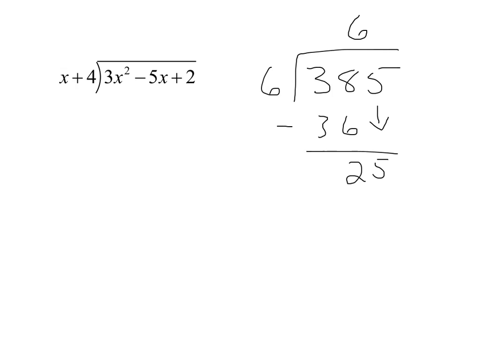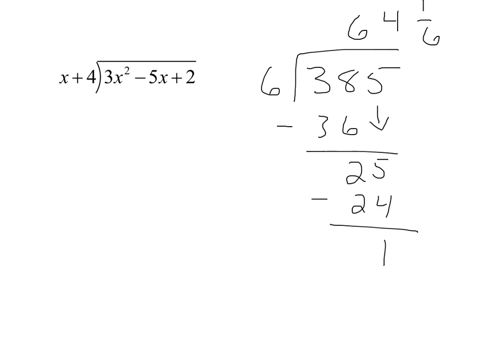So now how many times does 6 go into 25? 4 times. 4 times 6 is 24. Subtract again. That's 1. There's nothing to bring down, so that means there's a remainder of 1, which you write as a fraction. 1 over, and the 6 you were dividing by. So 64 and 1/6.